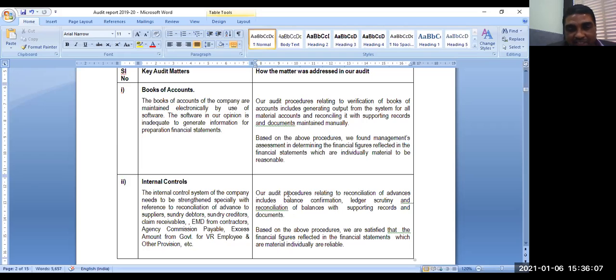Now, how is it addressed? Our audit procedures relating to reconciliation of advances include balance confirmation, ledger scrutiny, and reconciliation of balances with supporting records and documents. Right. So, since internal control is weak in this area, the auditor has done independent reconciliation of these advances. Based on the above procedures, we are satisfied that the financial figures reflected in the financial statements are individually reliable.